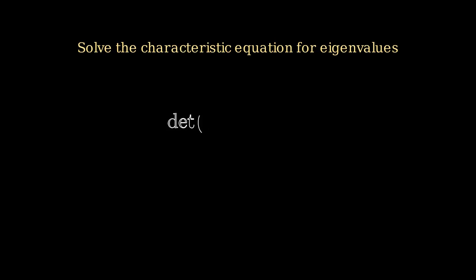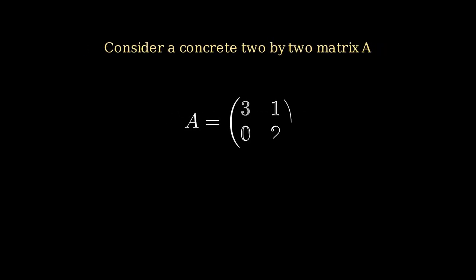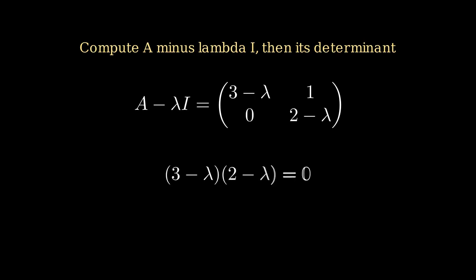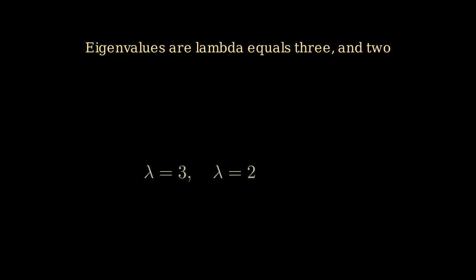To find the eigenvalues, we solve the characteristic equation, the determinant of A minus lambda times the identity matrix equals 0. Let's work a full example. Let A equal the 2 by 2 matrix, with rows 3, 1 and 0, 2. We compute A minus lambda times the identity and take its determinant. This gives us the characteristic equation, open bracket, 3 minus lambda, close bracket, times, open bracket, 2 minus lambda, close bracket, equals 0. This factors immediately, so the two eigenvalues are simply lambda equals 3 and lambda equals 2.